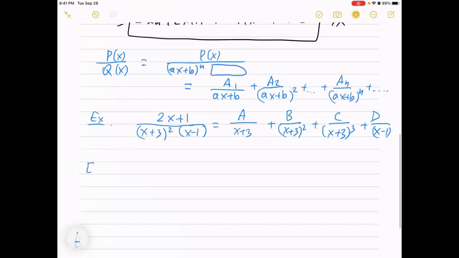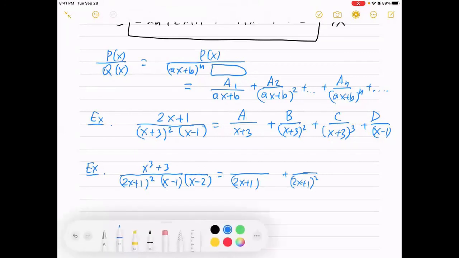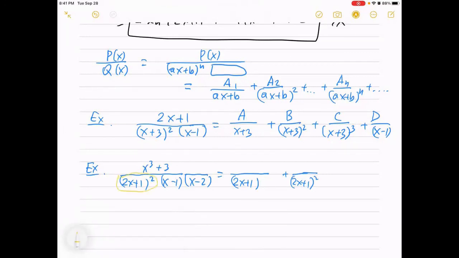One more example. If I'm looking for the fractional decomposition of an expression which looks something like x cubed plus 3 divided by 2x plus 1 squared, x minus 1, x minus 2. The corresponding fractional decomposition is going to look something like, we're going to write down 2x plus 1 and then 2x plus 1 squared, because in our original expression we have 2x plus 1 squared right here.